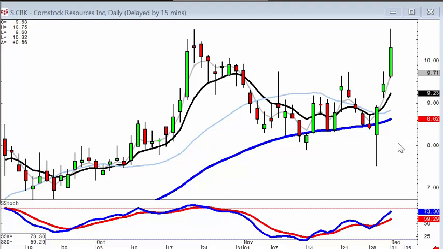Our recommendation on CRK, Comstock Resources, was based upon where the buy signals were occurring. We can see the left-right combo, which is a doji followed by a bullish engulfing signal. Not only do we have a bullish engulfing signal, but it's a bullish engulfing signal with a booster to it. Notice the tail to the downside.